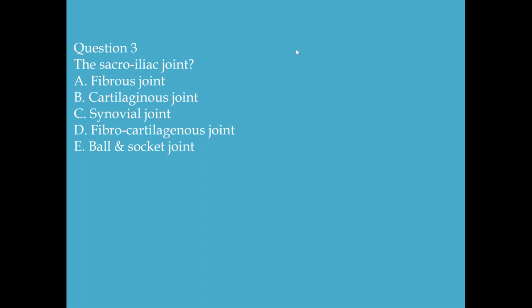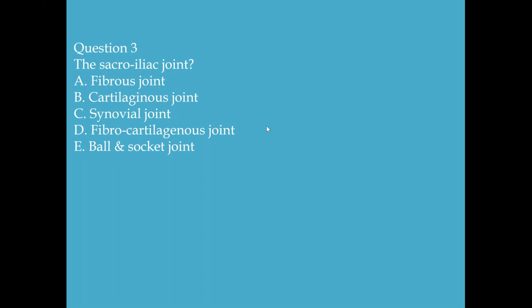Answer is C, synovial joint. Arafa, you can read the question, please. Question three, the sacroiliac joint is the synovial joint. All the options: A, fibrous joint; B, cartilaginous joint; C, synovial joint; and D, fibrocartilaginous joint, ball and socket joint.